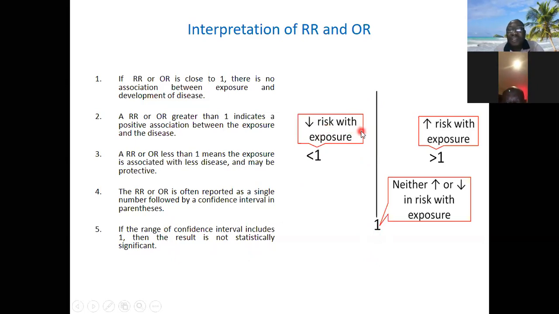This is what I just explained now. It's not even the confidence interval. What I just explained here is risk less than 1. Can you see? If the risk with exposure decreases, your odds ratio will be less than 1. That is protective. If the risk with exposure increases, it will be greater than 1. If it is 1, there's nothing. The risk is the same in both of them.